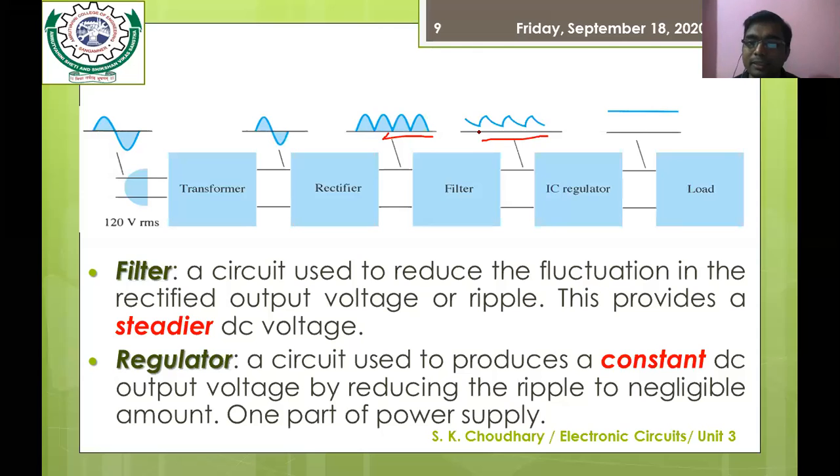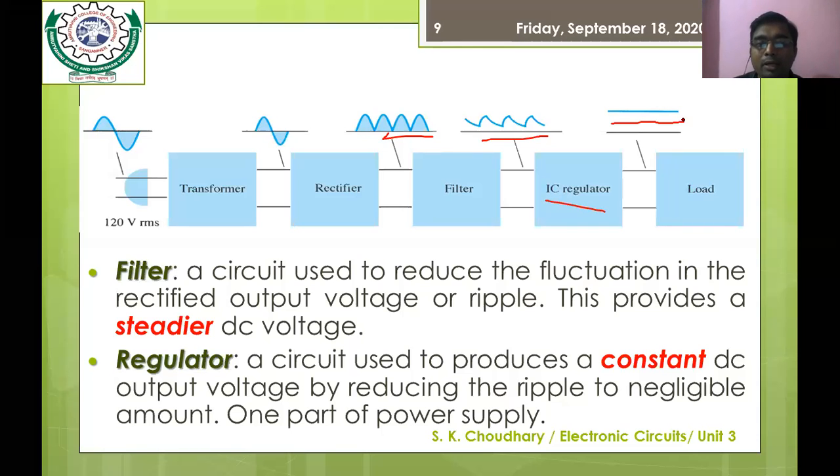At the last stage, this is the IC regulator. So what is an IC regulator? It is a circuit used to produce a constant DC output voltage by reducing the ripple to a negligible amount. That is one part of the power supply. You can see it as the last block, the IC regulator, and the output of the IC regulator is the constant DC regulated output. There are no ripples present here. This is what we finally obtain with the help of this regulated power supply.